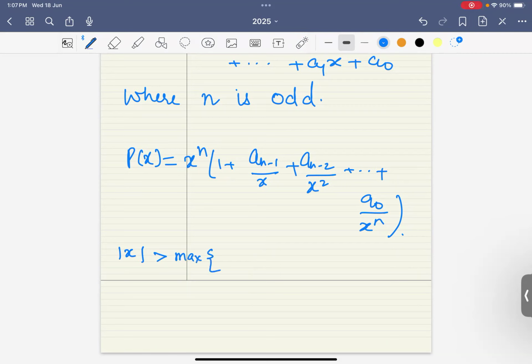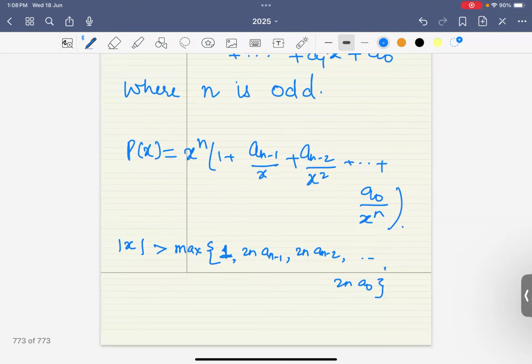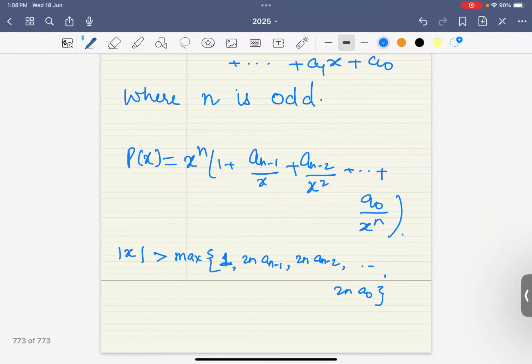Which quantities? 1, 2n times mod a_{n-1}, 2n times mod a_{n-2}, and so on, so on, up to 2n times mod a_0. So mod of x is greater than the greatest of these numbers, which means that mod of x is greater than all of these numbers individually. Right, so have a look at these numbers.